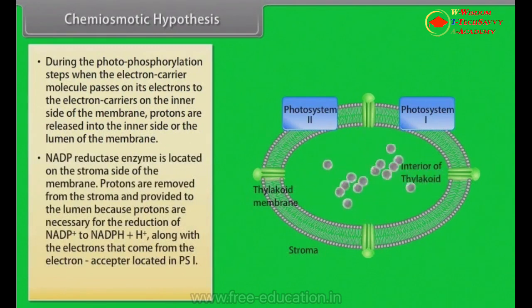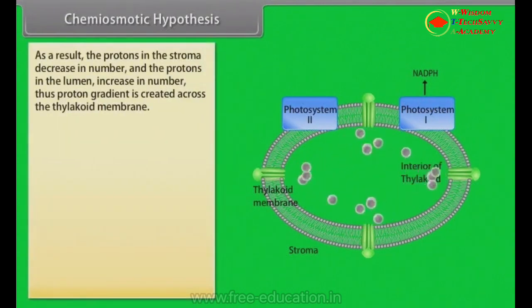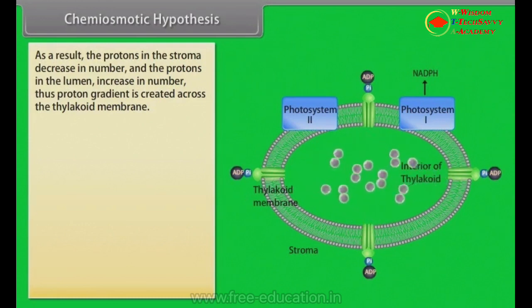NADP reductase enzyme is located on the stroma side of the membrane. Protons are removed from the stroma and provided to the lumen because protons are necessary for the reduction of NADP+ to NADPH plus H+, along with the electrons that come from the electron acceptor located in PS1. As a result, the protons in the stroma decrease in number and the protons in the lumen increase in number. Thus, a proton gradient is created across the thylakoid membrane.